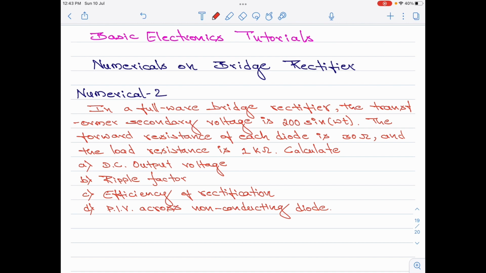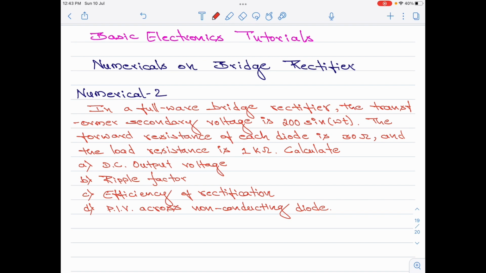In this video, I'm going to take up the second numerical on bridge rectifier. Let me read out the question first. In a full wave bridge rectifier, the transformer secondary voltage is 200 sin omega t. The forward resistance of each diode is 30 ohms and the load resistance is 1 kilo ohms.